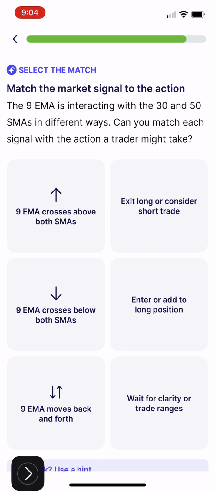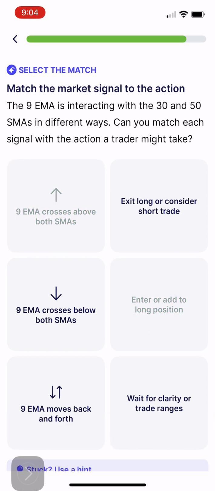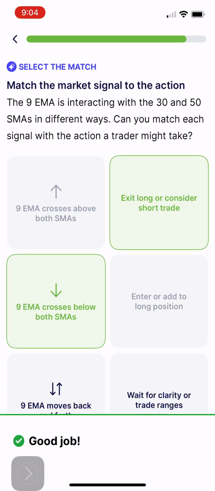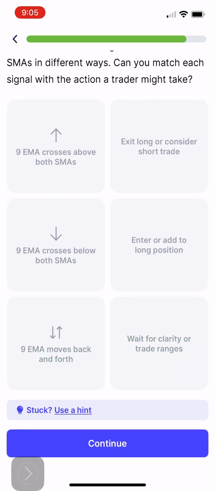Select the match. Match the market signal to the action. The 9 EMA is interacting with the 30 and 50 SMAs in different ways. Can you match each signal with the action a trader might take? Exit long or consider short trade. 9 EMA crosses above both SMAs. Enter or add to long position. 9 EMA crosses below both SMAs. Wait for clarity or trade ranges. 9 EMA moves back and forth.